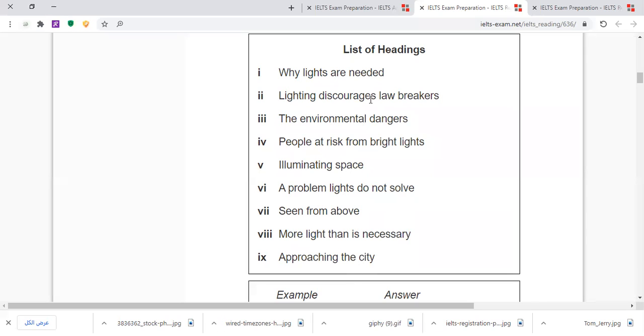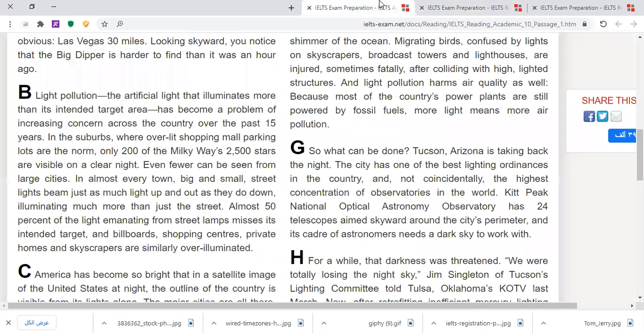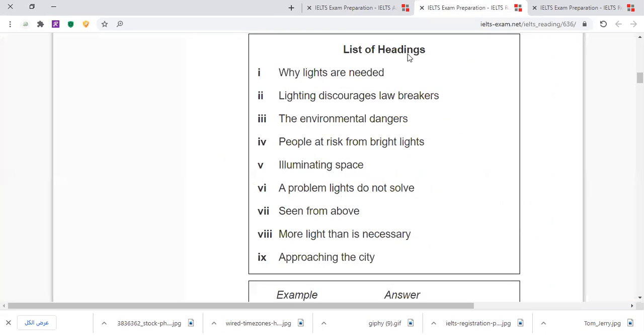Number 2. Lightning discourages law breakers. Breakers, anything that ends with ER is someone. So lightning discourages law breakers or not? Did he talk about this? No. He didn't talk about the people who break the law. Crime? No. So 1 and 2 are not with us.